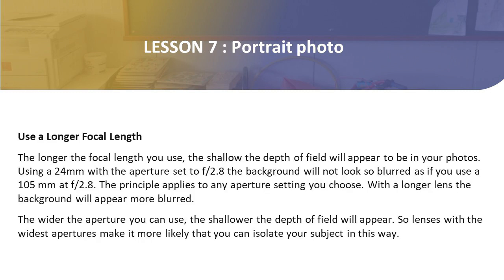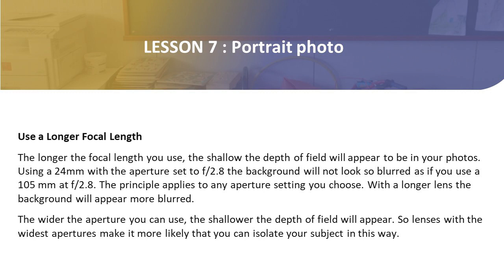Use a longer focal length. The longer the focal length you use, the shallower the depth of field will appear to be in your photos. Using a 24 mm with the aperture set to f2.8, the background will not look as blurred as if you use a 105 mm at f2.8. The principle applies to any aperture setting you choose.